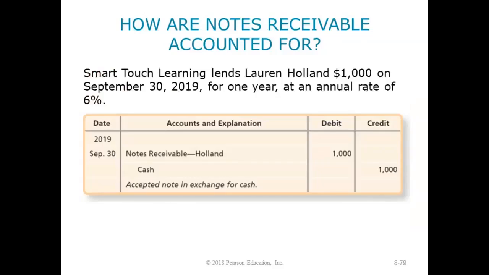So in this case, if I want to establish a note receivable, Smart Touch has loaned money to Lauren Holland for $1,000 for 1 year at an annual rate of 6%. So right now, Smart Touch is going to put on their books a debit to notes receivable for $1,000 and a credit to cash for $1,000 to record that note receivable.